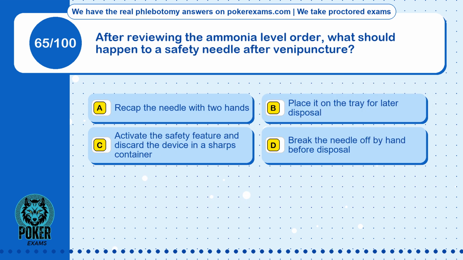Question 65. After reviewing the ammonia level order, what should happen to a safety needle after venipuncture? Option A. Recap the needle with 2 hands. Option B. Place it on the tray for later disposal. Option C. Activate the safety feature and discard the device in a sharps container. Option D. Break the needle off by hand before disposal.